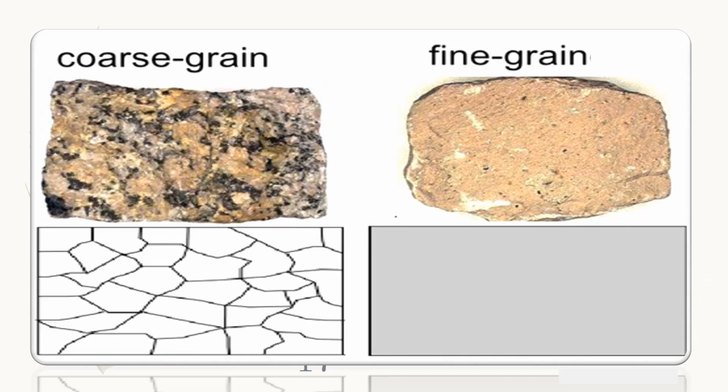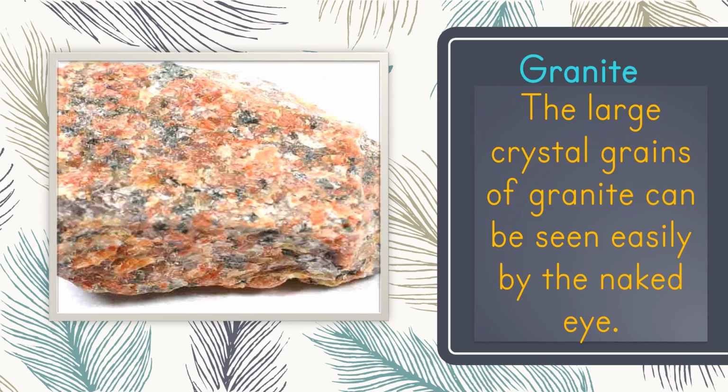Do you know the difference between the rocks with the coarse grains or the rocks with the fine grains? The coarse grains are the large grains that can be visible by the naked eye, while the fine grains are very small particles or grains that cannot be seen by the naked eye. On the basis of their mineral grains, let's discuss different types of rocks.